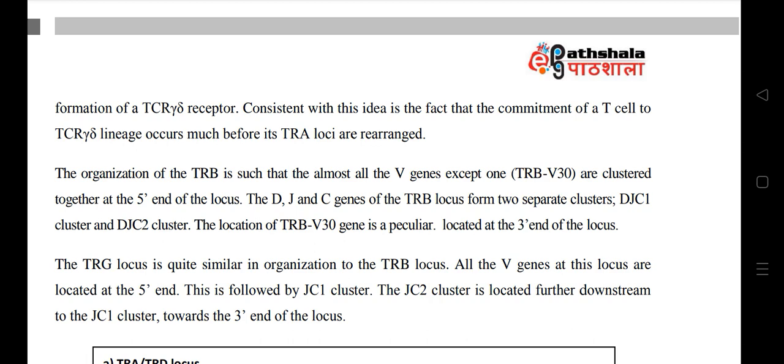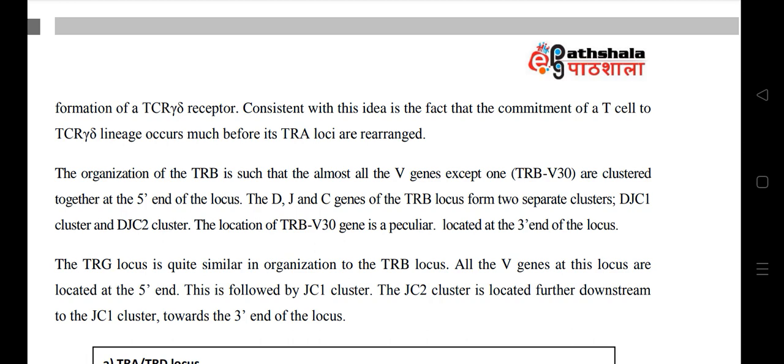The organization of the TRB is such that almost all the V genes, except one, TRBV30, are clustered together at the 5' end of the locus. The D, J and C genes of the TRB locus form two separate clusters, the DJC1 cluster and the DJC2 cluster. The location of the TRBV30 gene is peculiar, located at the 3' end of the locus.